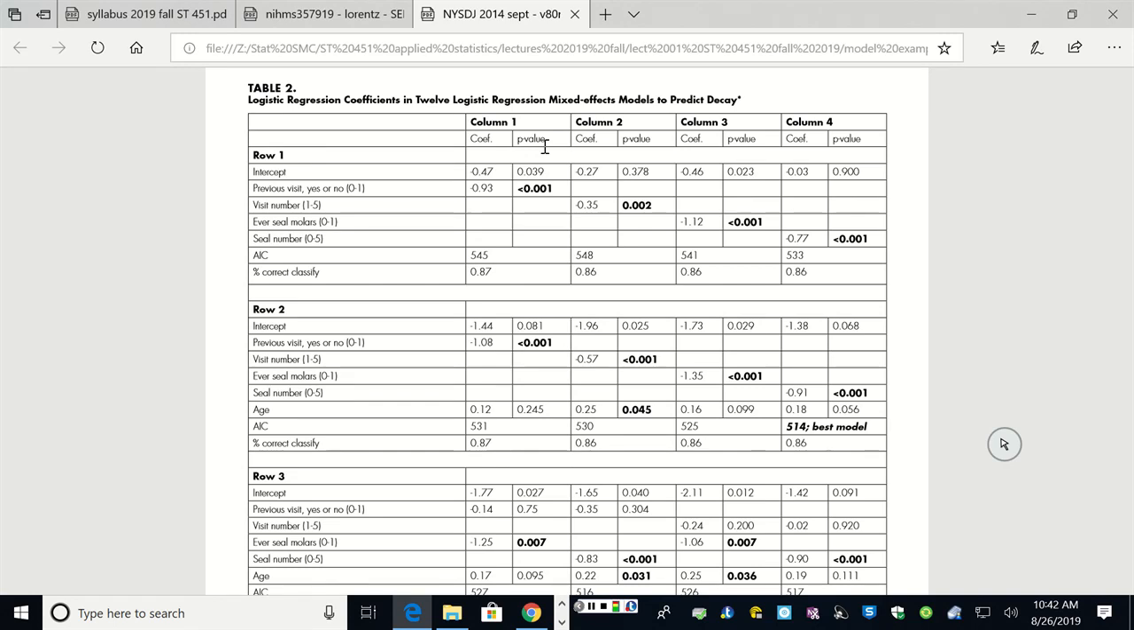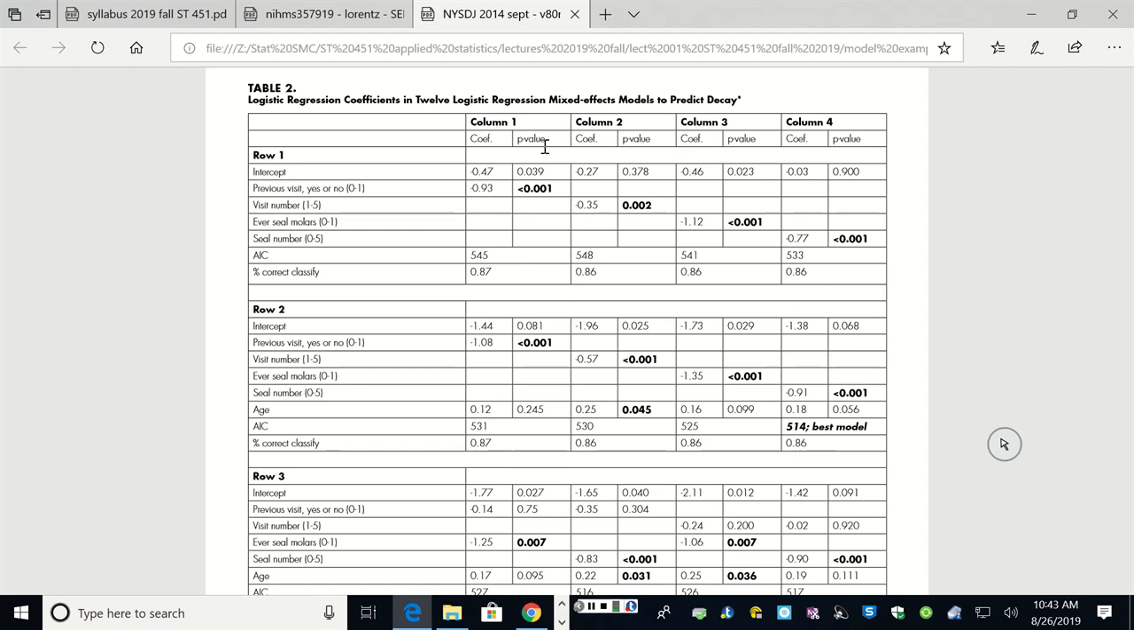But here's one model where we're predicting decay based on whether they had a previous visit, yes or no. This one used how many visits they had. Here's a variable, any previous visit versus the number of visits, where you have a couple of different ways of looking at the same variable. Did they ever seal their molars? How many times did they have them sealed? Because the sealants can be reapplied as they come back. And all these things were statistically significant. Percent correctly classified is kind of like the R-squared measure, and it did a pretty good job of classifying.